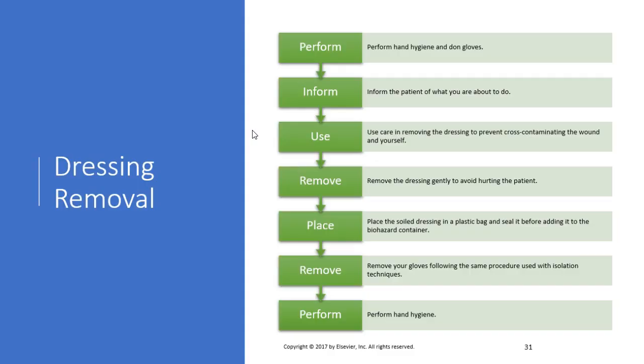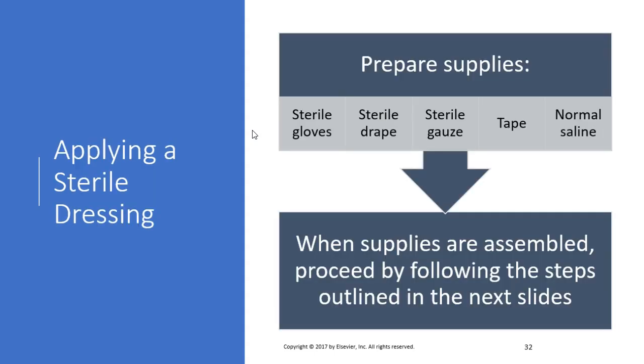Wound dressing. We don't do this often, thank goodness. So, removal. Wash your hands. Inform the patient what you're going to do. Use care in removing the dressing to prevent cross-contamination of the wound and yourself. Remove the dressing gently to avoid hurting the patient. Place the soiled dressing in a plastic bag and seal it before adding it to the biohazard container. Remove your gloves following the same procedure used with isolation techniques and perform hand hygiene.